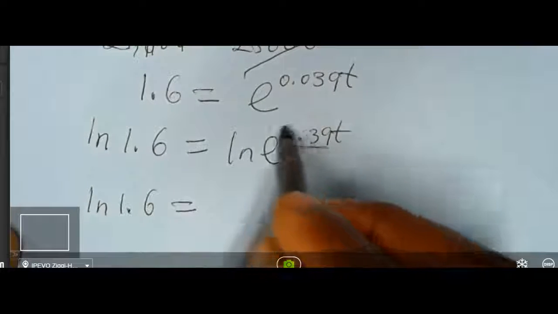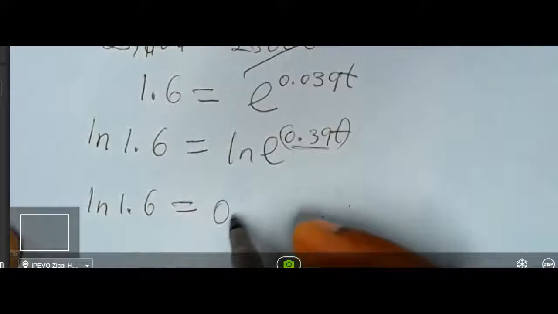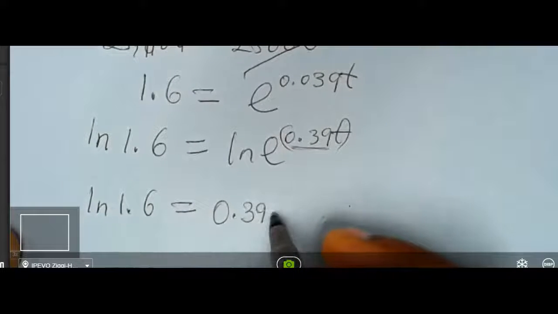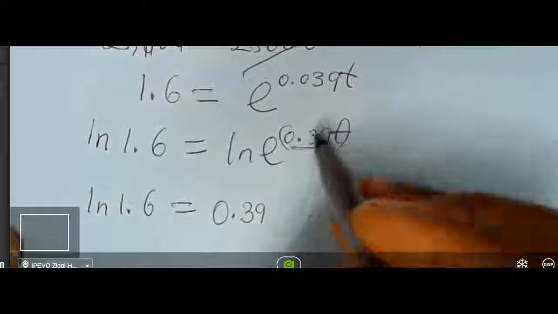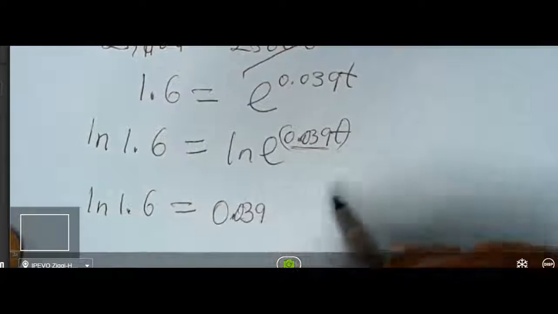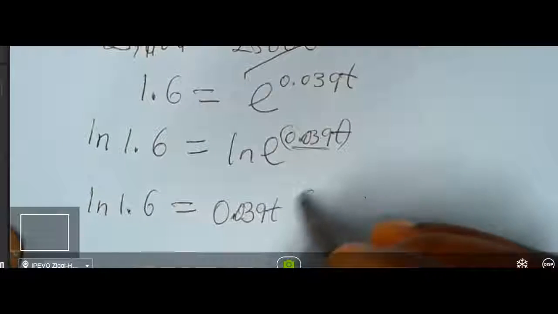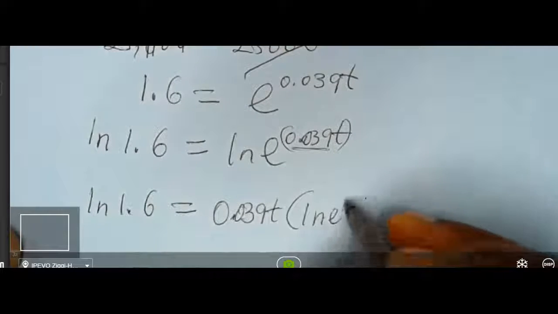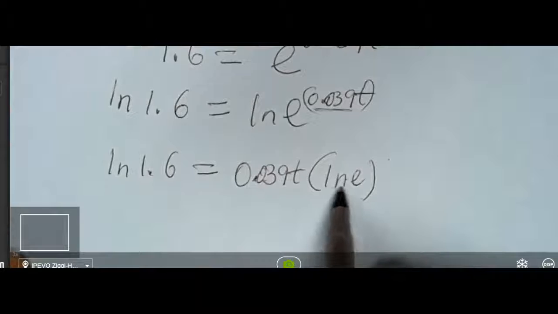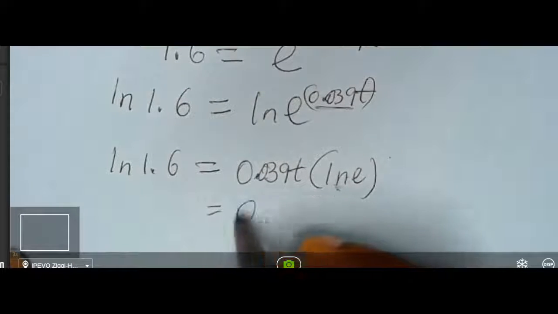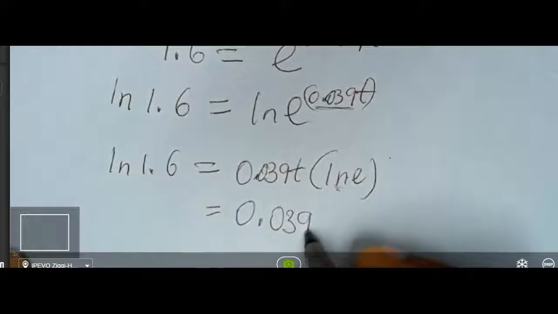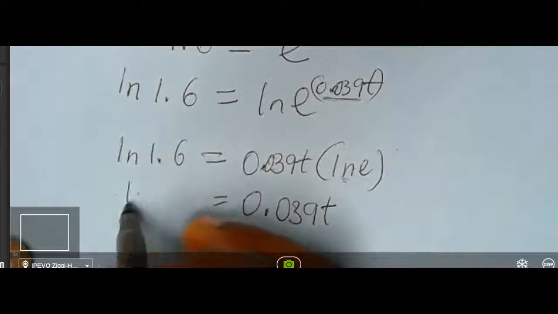I mean, this whole thing comes down. So 0.39, oh, I'm sorry, I'm missing a 0 there, 0.039. Okay, T times natural log of E, and natural log of E becomes 1, so this is actually 0.039 T equals natural log of 1.6.